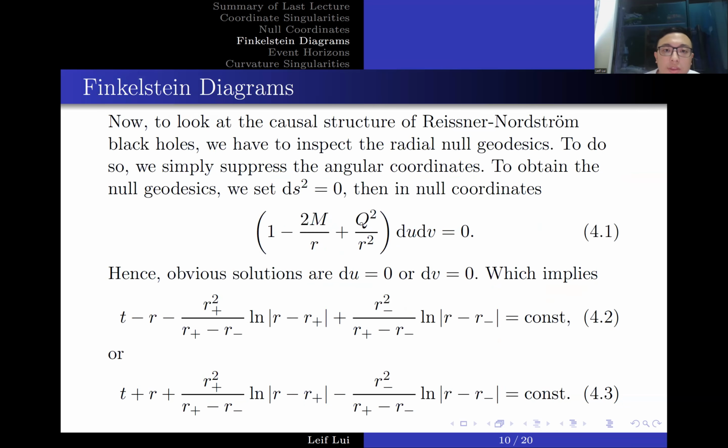So now, to look at the causal structure of Reissner-Nordström black holes, we have to inspect the radial null geodesics. And to do so, we simply suppress the angular coordinates to obtain the null geodesics. So by doing so, we set ds squared equal to 0 to obtain the null geodesics, and then the metric in null coordinates is as follows. And hence, the obvious solutions are du equals 0 and dv equals 0, which implies that t minus f of r is equal to some constant, and t plus f of r is equal to some constant.